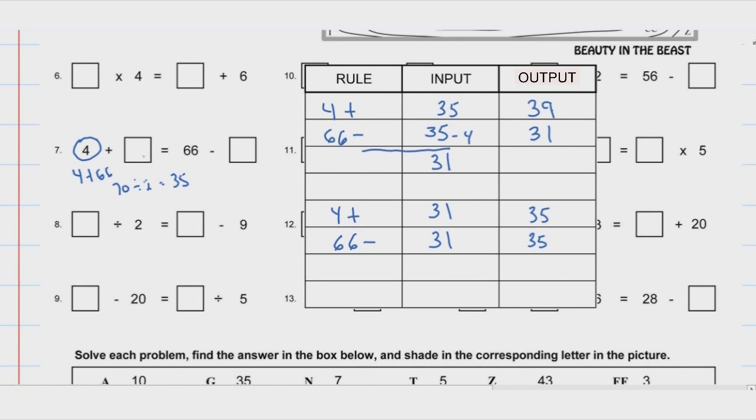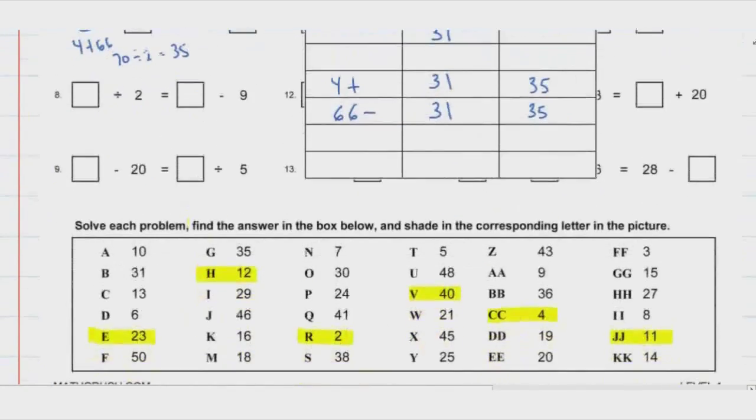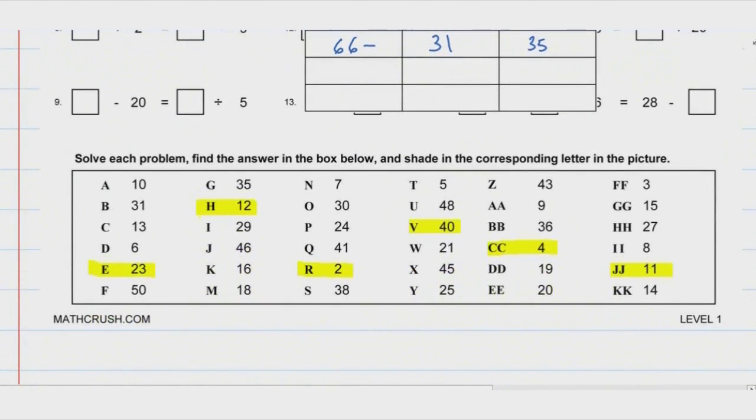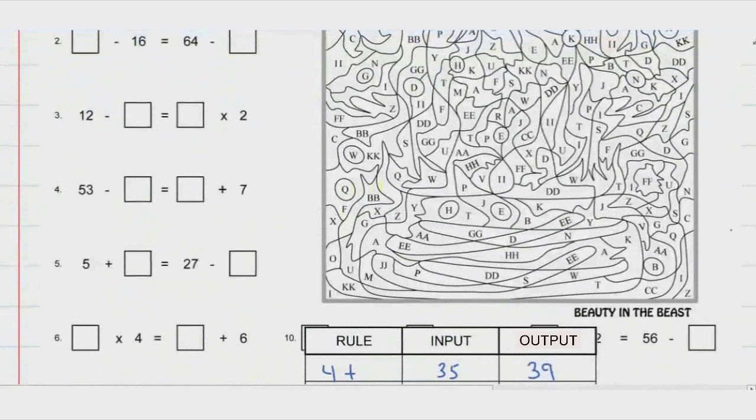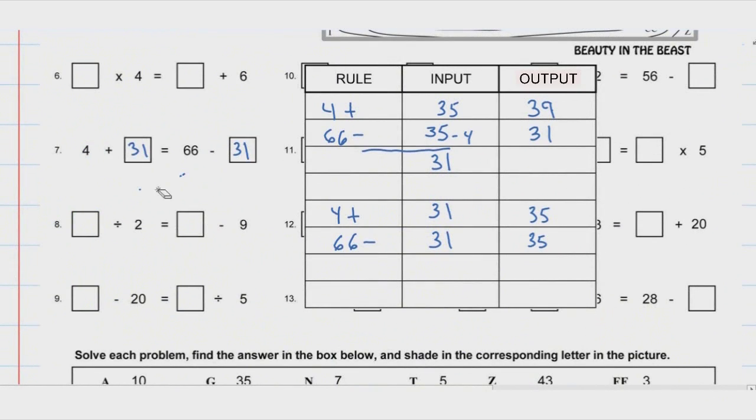So what goes in the box is 31 and 31. Because again, we get 35, and they're both the same answer on both sides. We come down here and find 31. 31 is going to be letter B. And again, remember, you're supposed to find all the letter B's in the picture up here and shade them in. Let me clean this up again, and we're going to do problem 8.